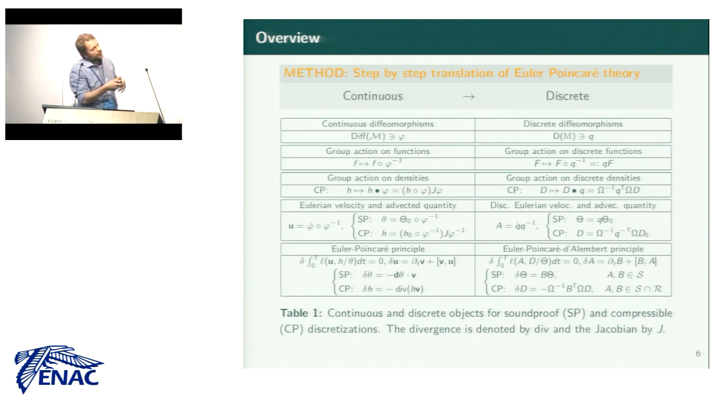And in the end, we can formulate the Euler-Poincaré principle like that. We have a spatial Lagrangian, we have constrained variations. This is valid for both cases, but now the constrained variations differ. For the soundproof models, it looks like that. For the compressible model, it looks like that. And now, as I said before, for the discretization we mimic this theory step by step in a discrete world. And let's do this now step by step.